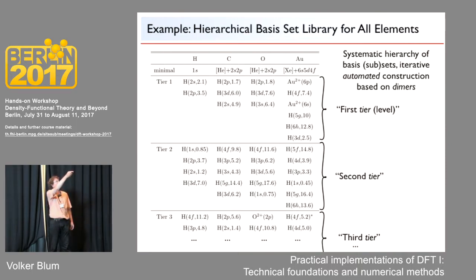So for instance, the next function that comes here for hydrogen is a 2s-like hydrogen function without any other generating potential, but for a nucleus of charge 2.1. This basically scales the shape of the function to make it broader or make it sharper.